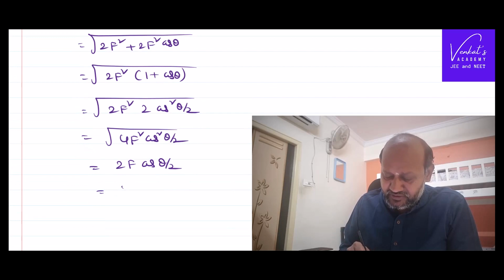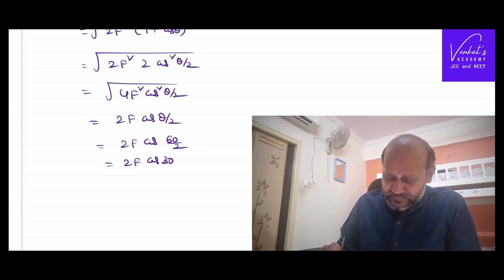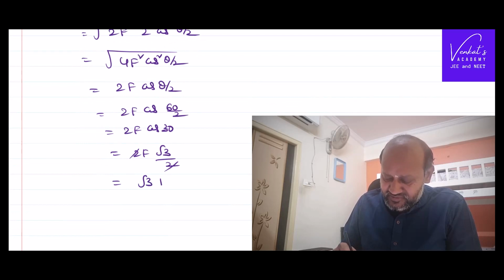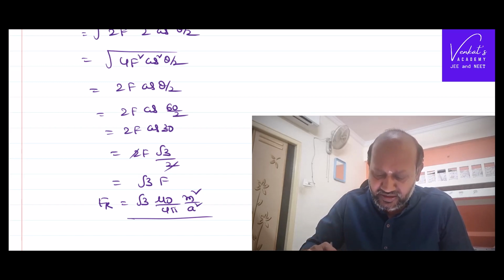But we have already found the theta value is 60 degrees. So 60 by 2, that is 2F cos 30. What is cos 30? It is sin 60, root 3 by 2. So this 2 and 2 cancel. This value is root 3 times F. What is that F? We have already found it: mu naught by 4 pi, M square by side square. That's the resultant force acting on the pole at any corner, right?